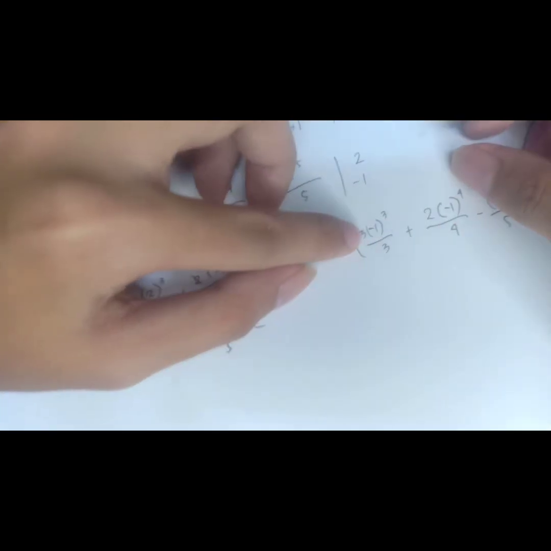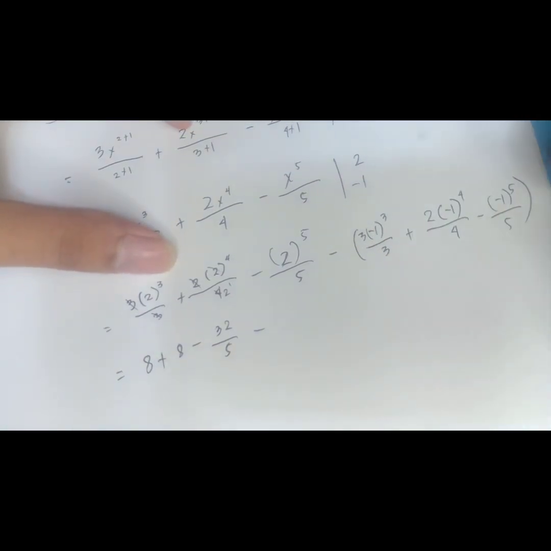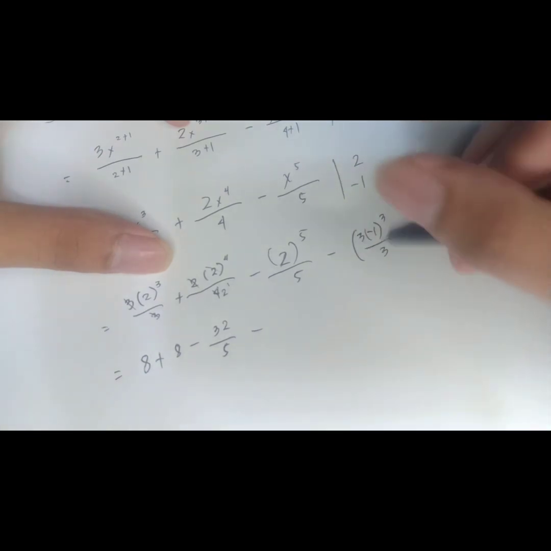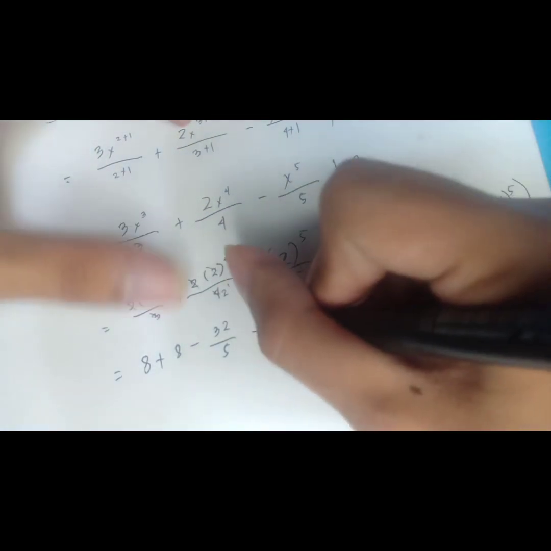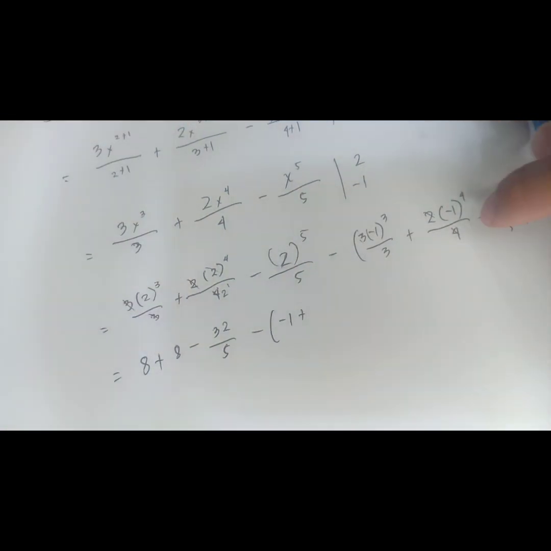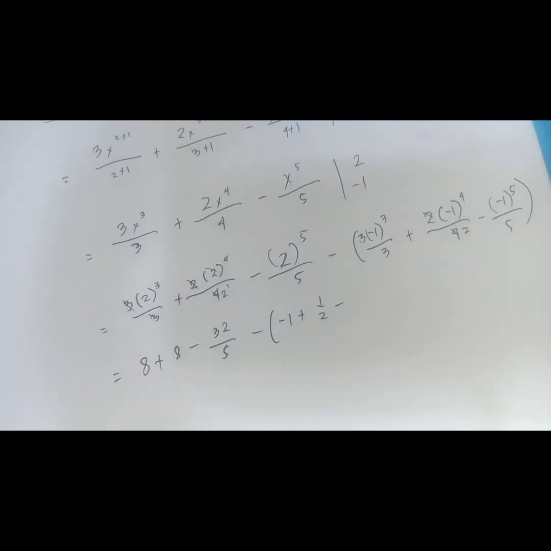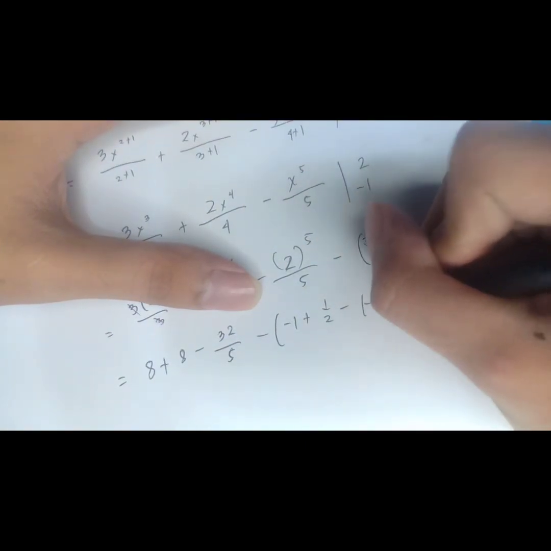Minus 3 times -1 raised to the power of 3. So -1 raised to the power of 3 is equal to -1. So 3 times -1. So we can cancel this one. So it will be negative 1 plus, we can cancel this one, so it will go to 2, so negative 1 raised to the power of 4 is equal to 1, over 2, so plus 1/2, minus negative 1 raised to the power of 5 is equal to negative 1 over 5, so equal to negative 1 over 5.